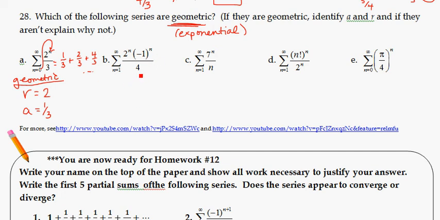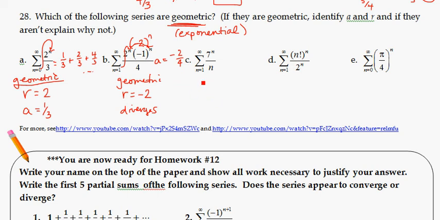Again, I would recommend pausing the video so that you can really think about whether you think this is geometric or not. This one is geometric, and the common ratio is, you're not just multiplying by 2 repeatedly, you're also multiplying by a negative 1 repeatedly. Notice that I could write this numerator as negative 2 to the n. So my r is negative 2, and this divided by 4 would just stay fixed, like the last example. Now, because the magnitude of this ratio is greater than 1, this series would diverge. So I don't really need to know what a is, but if I did, a would just be whatever happens when I put 1 in for n. So it would be negative 2 over 4, or negative 1/2.